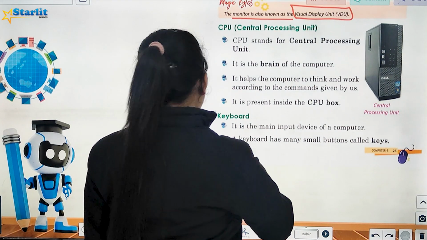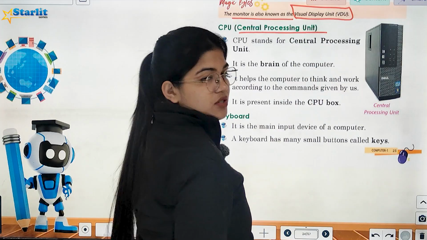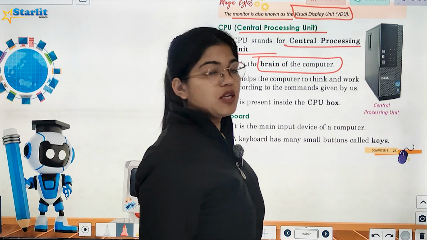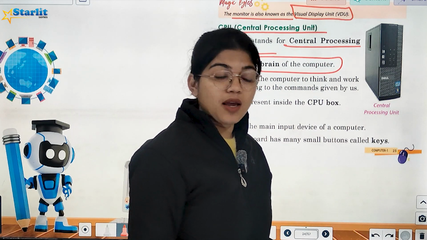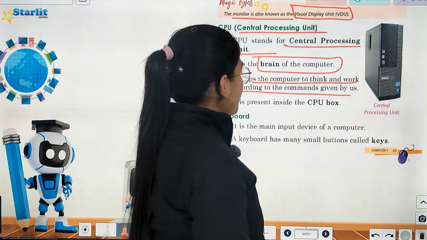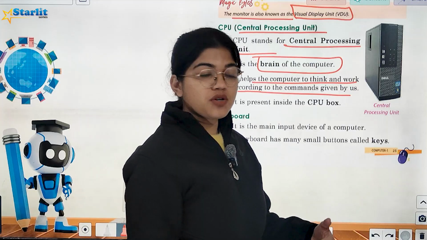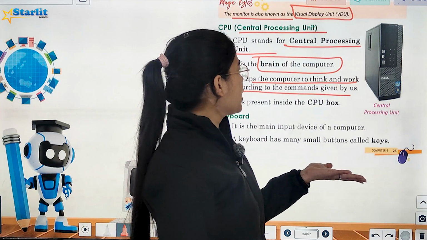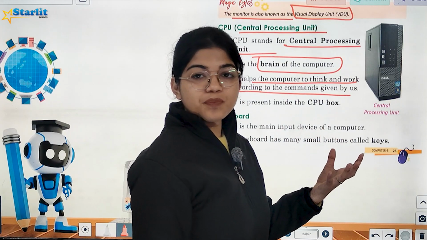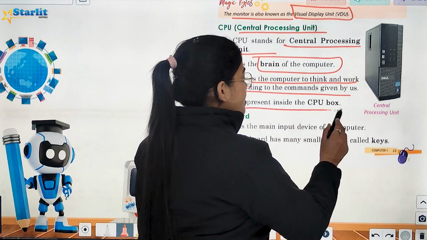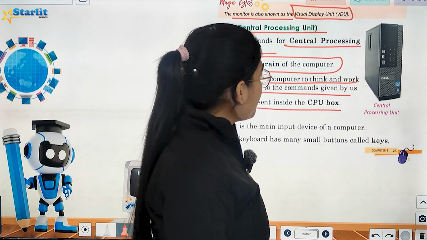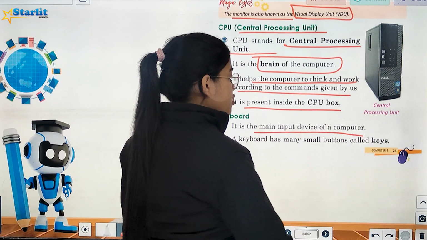Second main part of computer we have is CPU, that is central processing unit. ठीक है, तो CPU का मतलब है central processing unit and it is known as brain of the computer. CPU को brain of the computer कहा जाता है. Why? Because it helps the computer to think and work according to the commands given by us. जो भी command हम computer को provide करते हैं, उस command के according ये CPU एक computer को think, सोचने के लिए and work करने में help करता है. Then it is present inside the CPU box. ठीक है, CPU कहाँ present होता है? CPU box के अंदर.